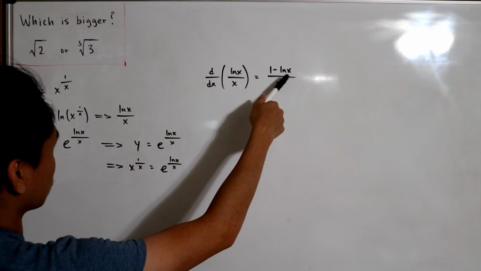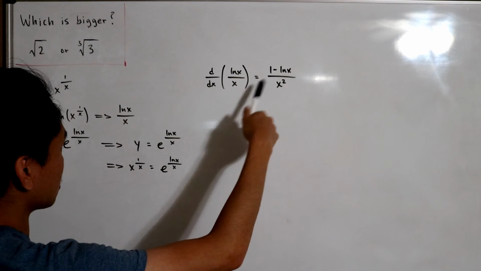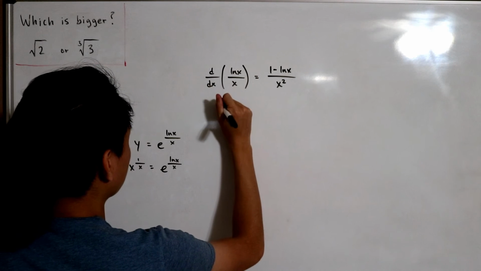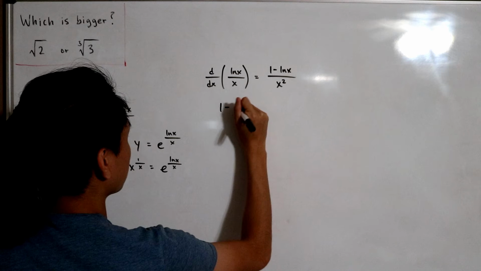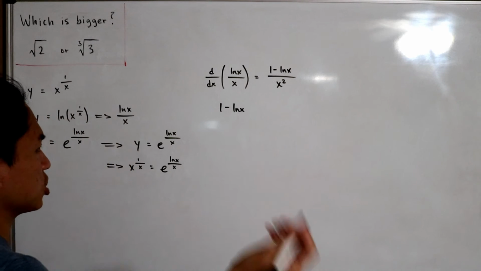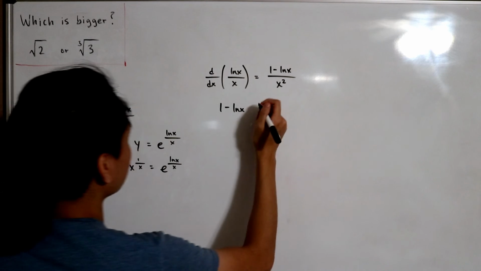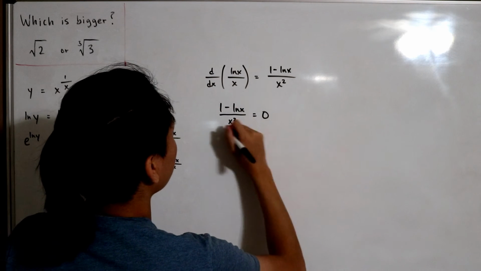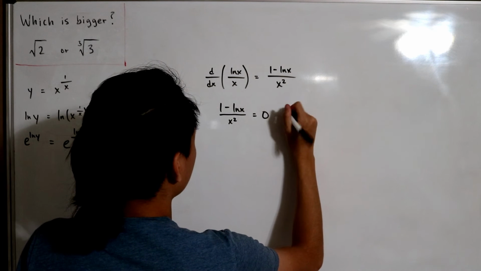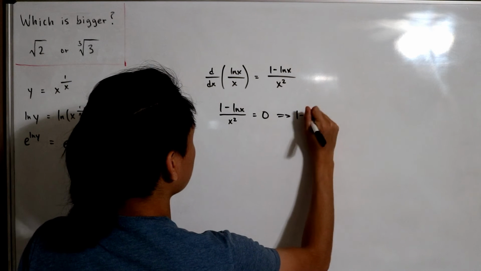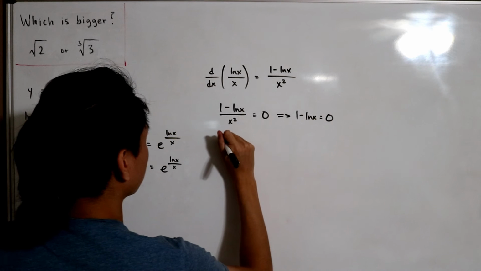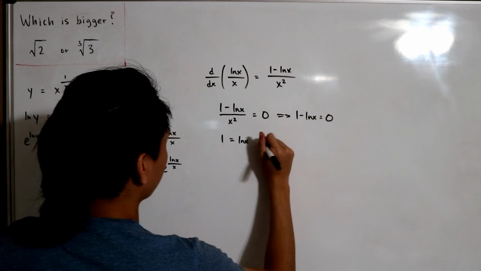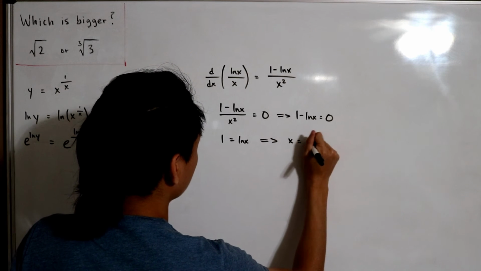Okay, so the derivative is (1 minus natural log of x) divided by x squared. Notice that if I set the slope equal to 0, because that's where we can decide where it changes from positive to negative, and solve for x, then with some basic algebra we have 1 minus ln of x equals 0, so 1 equals natural log of x. If you solve for x, you just take e to both sides. Therefore, x is equal to e.